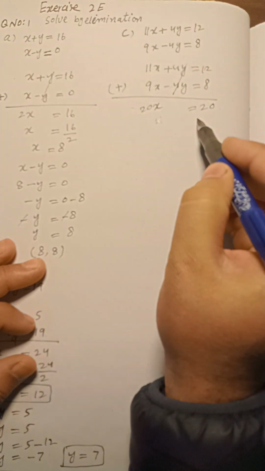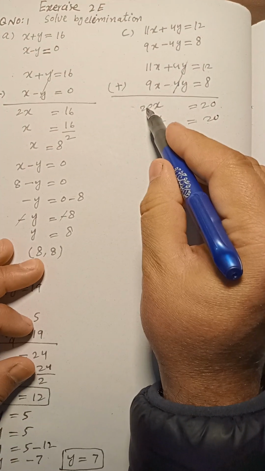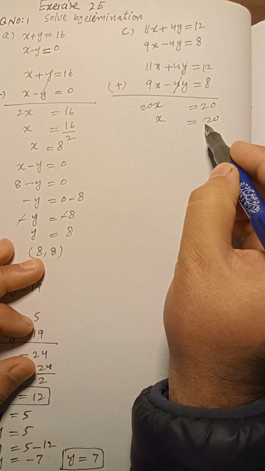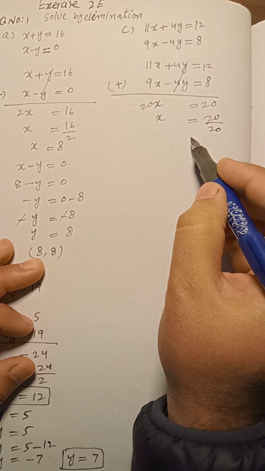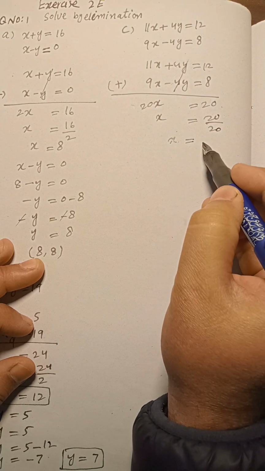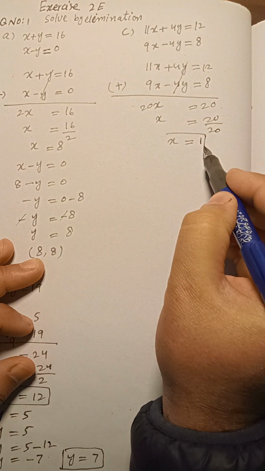Now you will divide this 20 by this 20 because it is being multiplied on the other side. After dividing 20 by 20, answer is 1. So value of x is 1.